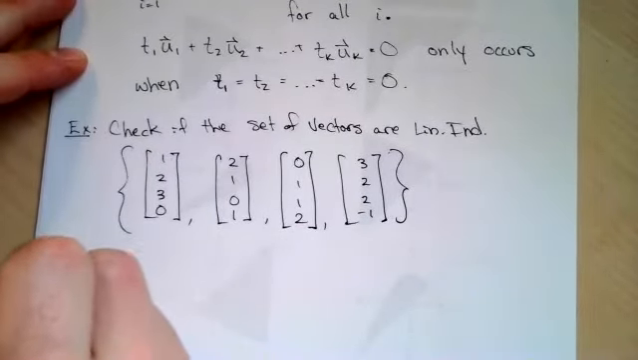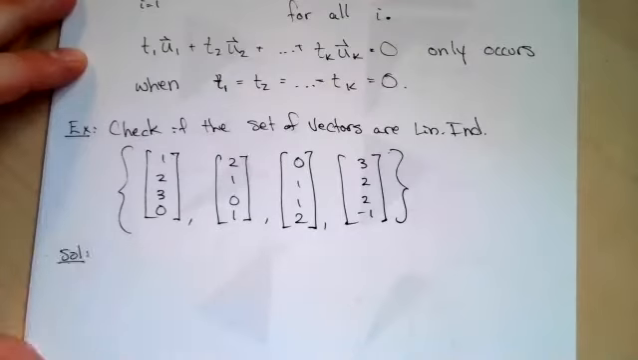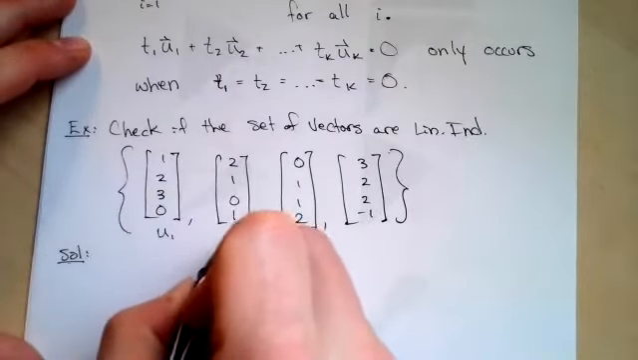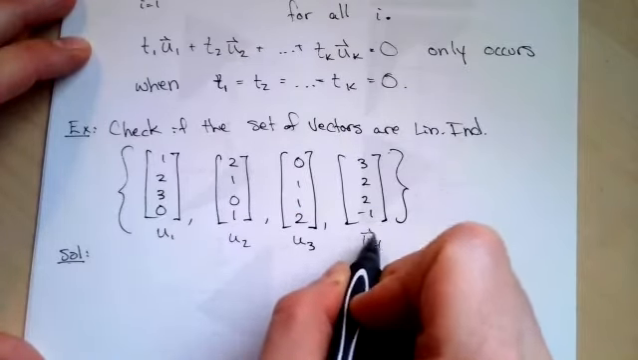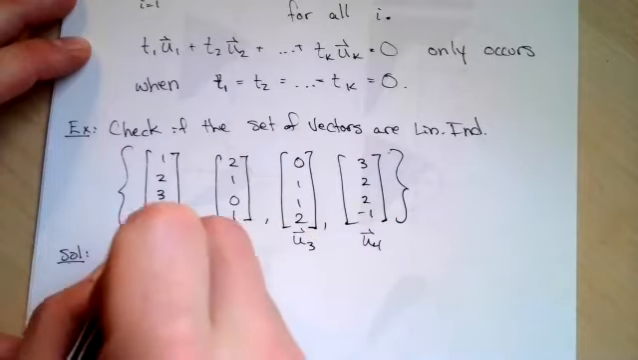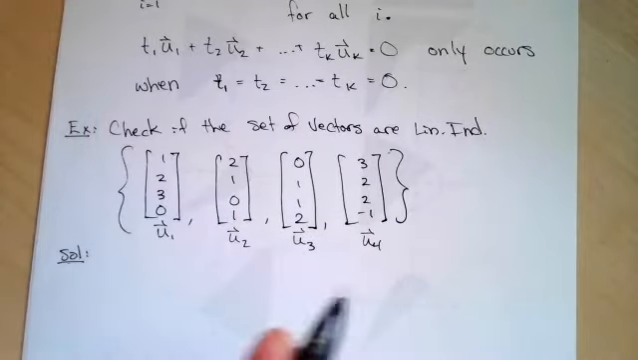So what we want to do, we can label them if we want. Let's call it U1, U2, U3, and U4. And this is going to be a case where for the scalars, I'm just going to use T1, T2, T3, and T4.